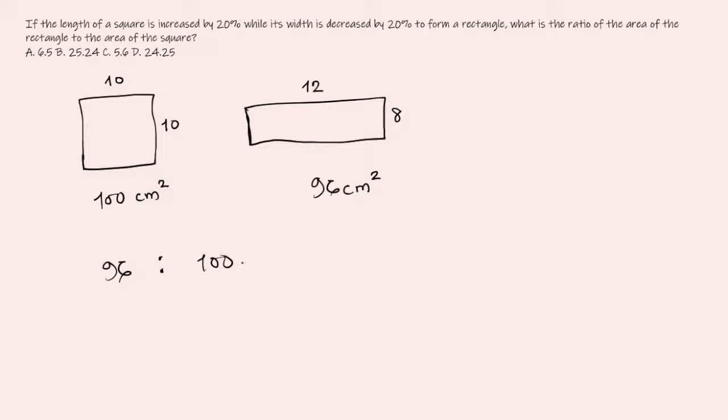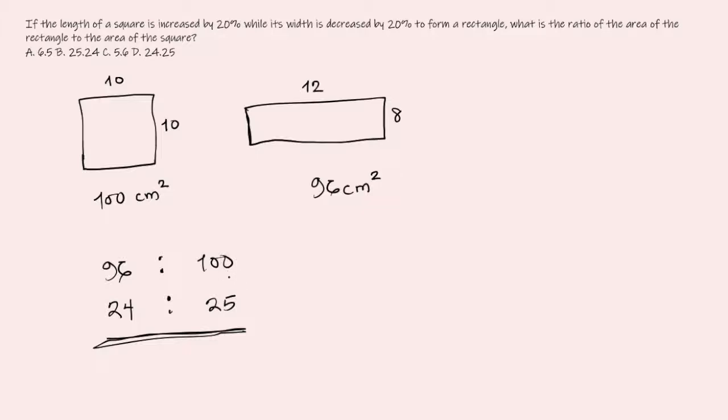We can further reduce this by dividing both sides by 4. And if you divide 96 by 4, you get 24. And if you divide 100 by 4, you get 25. Now, in the options here, you would notice that there is 25 to 4 and there's 24 to 5. It is very important that you get the order correct because the correct answer is 24 to 5.